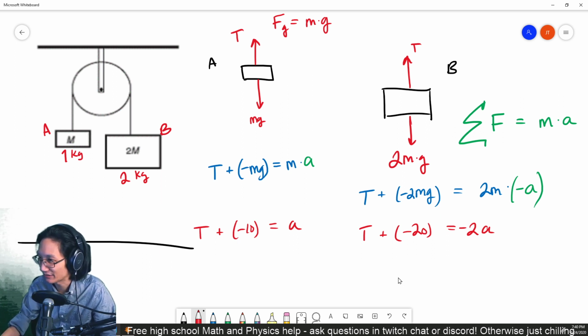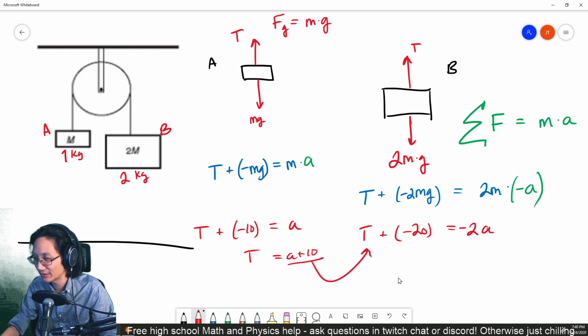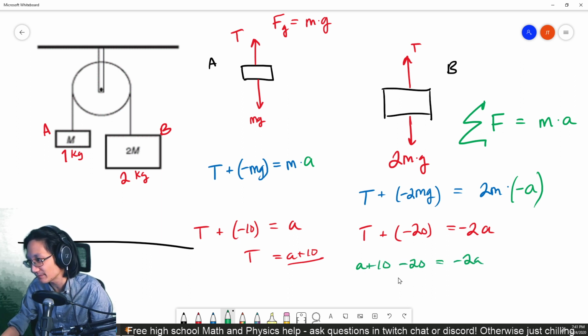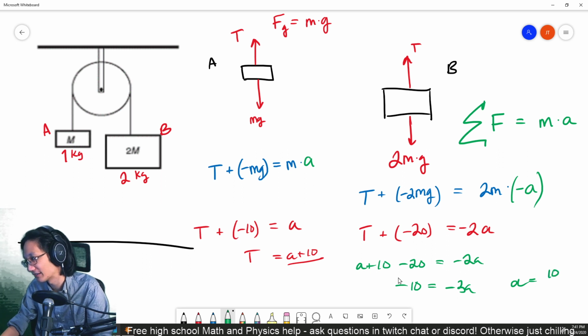And then you can solve the system of equations. That's fairly normal stuff. So what can I do? I'll add 10 to the other side. T is equal to A plus 10. And then I can replace T in this equation with A plus 10. So A plus 10 minus 20 is equal to negative 2A. Subtract the A to the other side. Negative 3A is equal to 10 minus 20, which is negative 10. And then A is equal to 10 thirds, right? Or 3.3-ish.